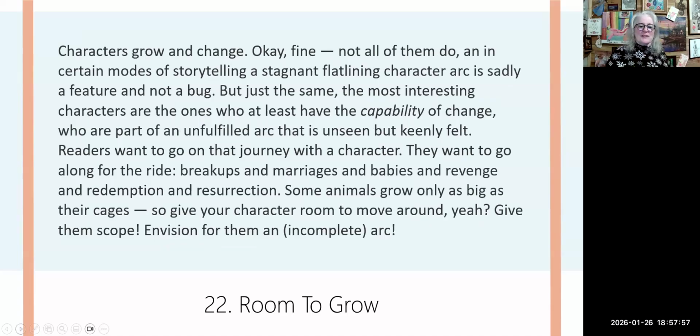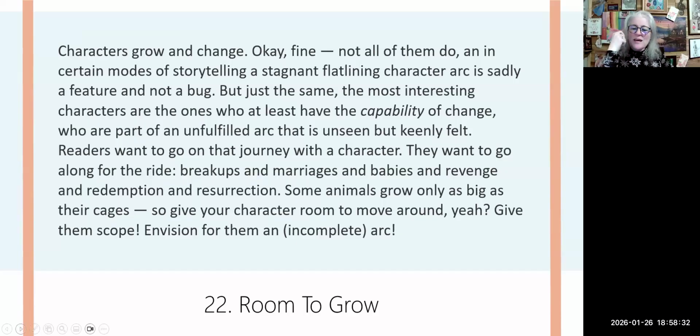Number 22, room to grow. Characters grow and change. Okay, fine, not all of them do. And in certain modes of storytelling, a stagnant, flatlining character arc is sadly a feature and not a bug. But just the same, the most interesting characters are the ones who at least have the capability of change, who are part of the unfulfilled arc that is seen but keenly felt. Readers want to go on that journey with the character. They want to go along for the ride: breakups and marriages and babies and revenge and redemption and resurrection.